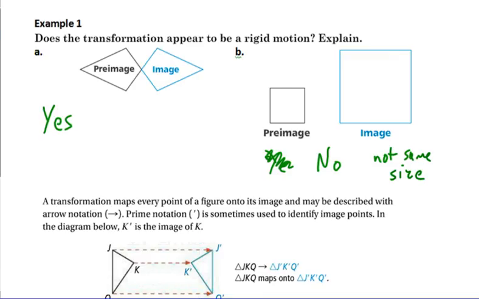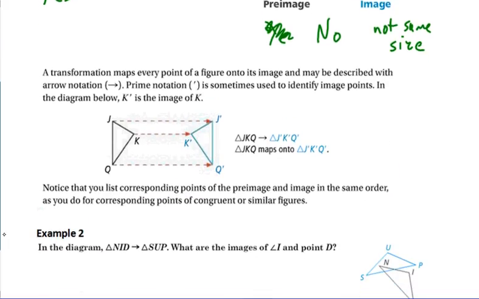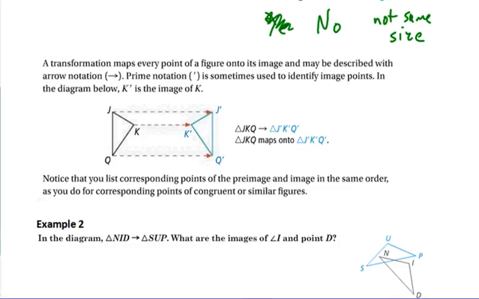All right, a transformation maps every point. Here's something to note: a transformation maps every point of a figure onto its image, and may be described with arrow notation. According to this, they're red, probably just dotted on yours. Prime notation, just so you know, when you have an image, you start with just regular letters.